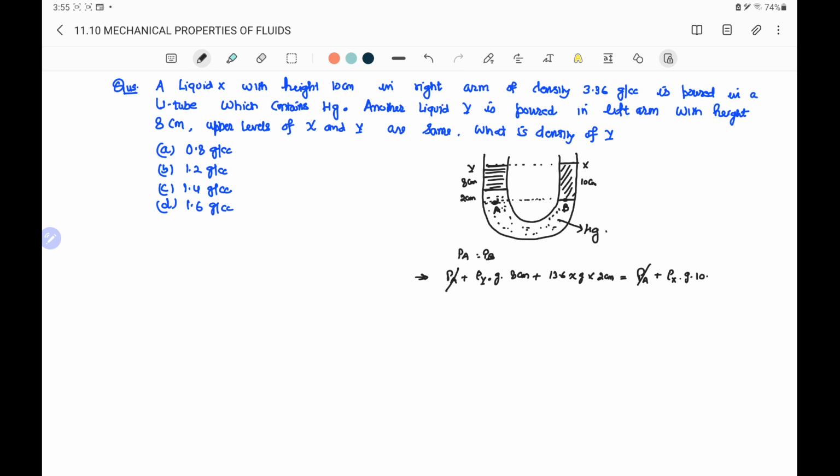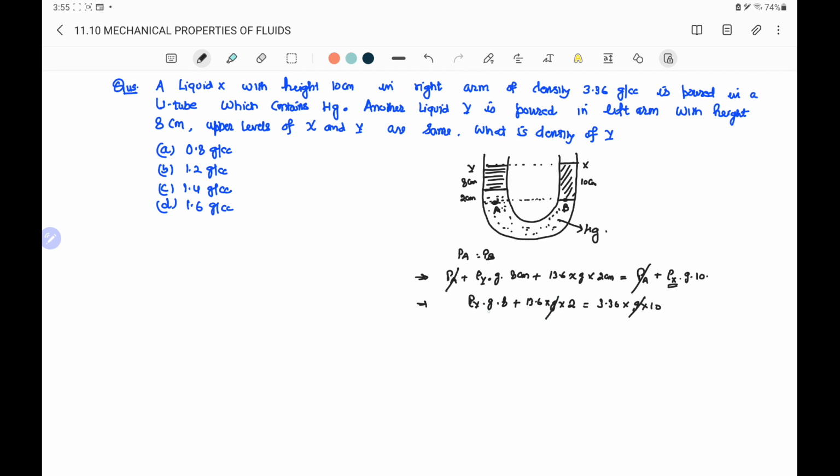Pa are on both sides, so they get cancelled. So this implies that rho Y, which we have to find, into G into 8 plus 13.6 into G into 2 will be equal to rho X, which is given and its value is 3.36 into G into 10.